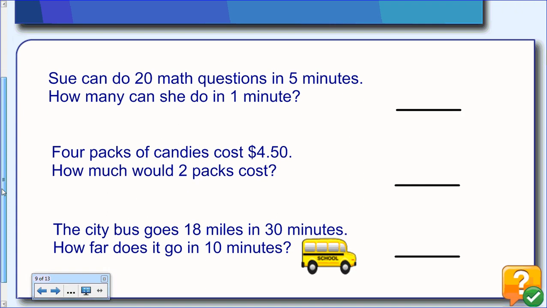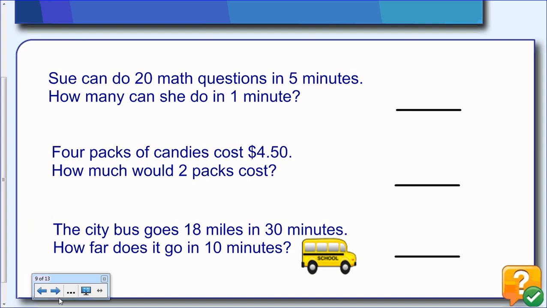4 packs of candies would cost $4.50. How much would 2 packs cost? $2.25. It's half. And a city bus goes 18 miles in 30 minutes. How far does it go in 10 minutes? Well, you divide by 3 because 10 is one third of 30. So 1/3 of 18 is 6.